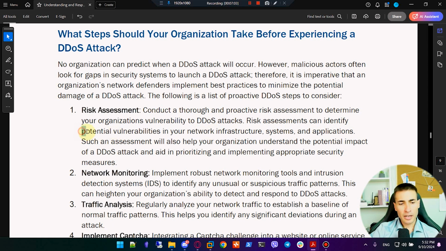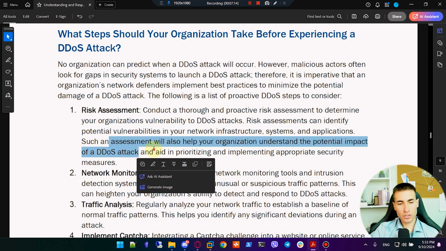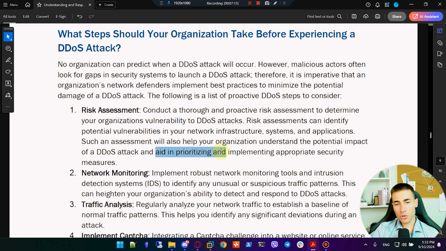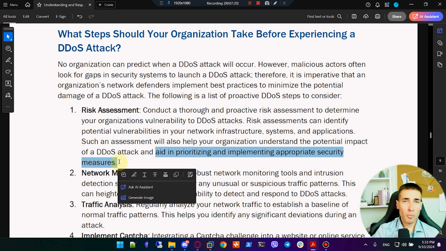So identify potential vulnerabilities in your network infrastructure, systems, and applications. Such an assessment will also help your organization understand the potential impact of such an attack and aid in prioritizing and implementing appropriate security measures. How? Well, by discovering it preemptively, you can close that vulnerability so that when the malicious actor comes and tries to exploit it, it's no longer there for use. So you are proactively defending yourself.